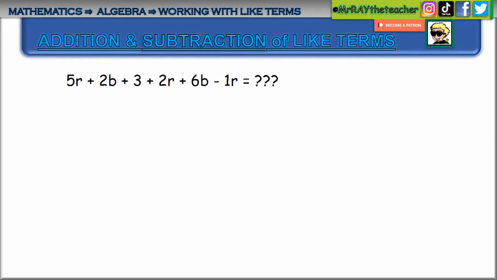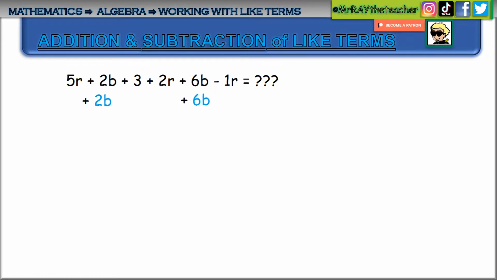So addition and subtraction of like terms. So we've got 5r plus 2b plus 3 plus 2r plus 6b minus 1r. What does that equal? You're probably wigging out right now, tripping like, wait, this is math. Why have we got letters? And if that is really freaking you out, don't, because here's how we deal with them.